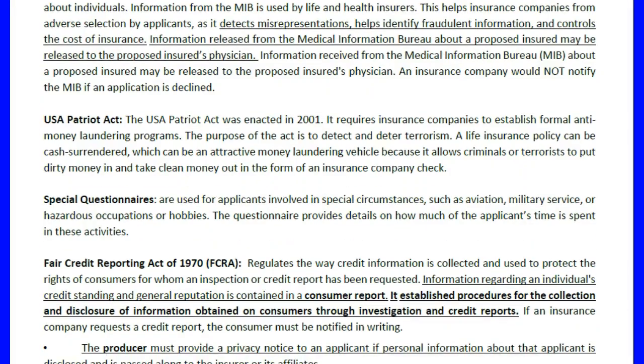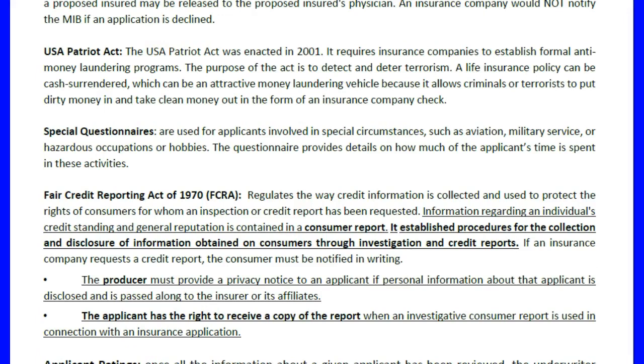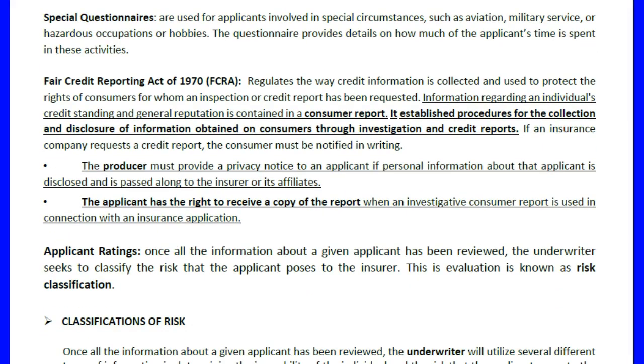USA Patriot Act, about terror risk. Special questionnaires are used for applicants involving special circumstances. The Fair Credit Act just regulates the way credit information is collected. It's important to establish procedures for collection and disclosure of information. The producer must provide a privacy notice to the applicant if personal information about the applicant is disclosed and passed along, and the applicant has the right to receive a copy of the report if an investigative consumer report is used.